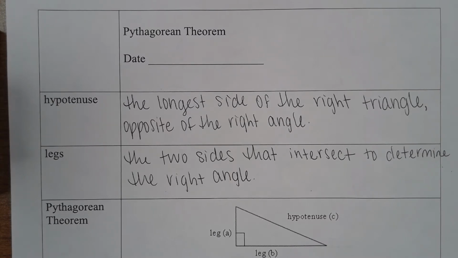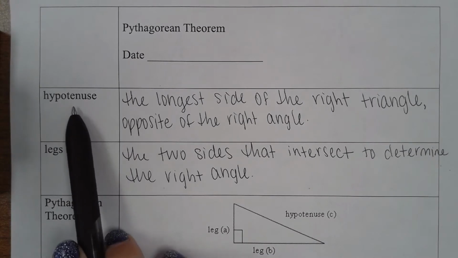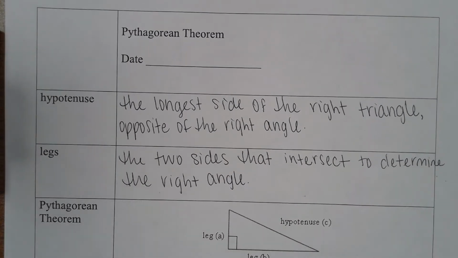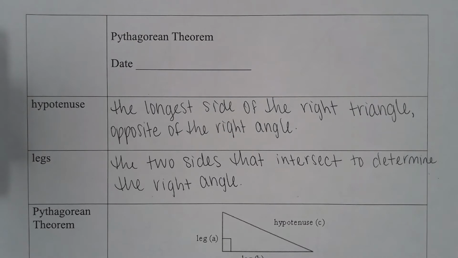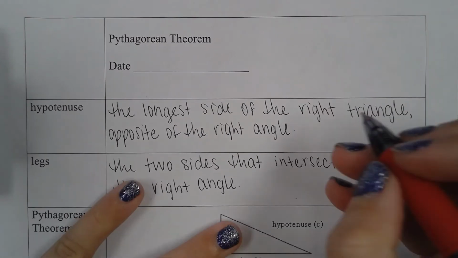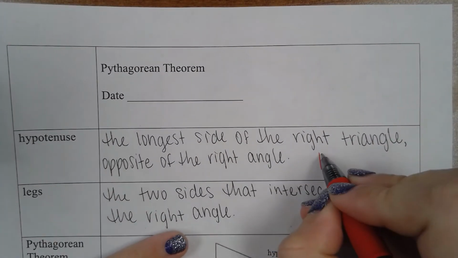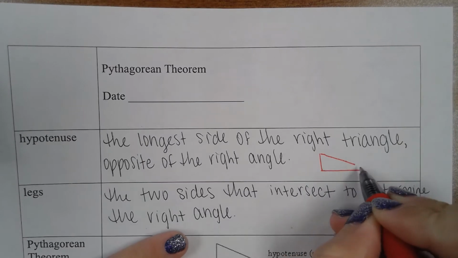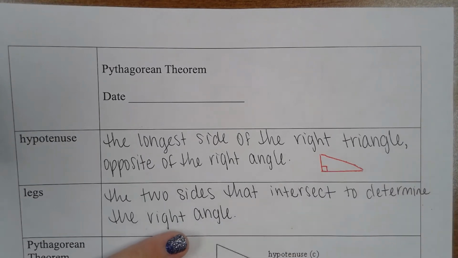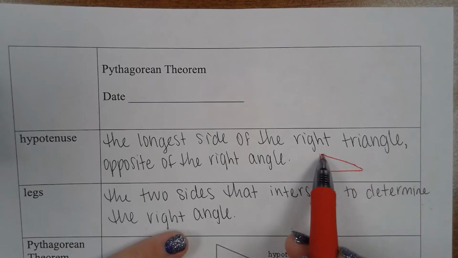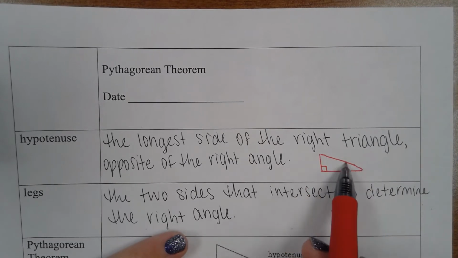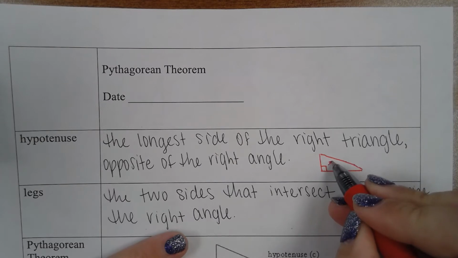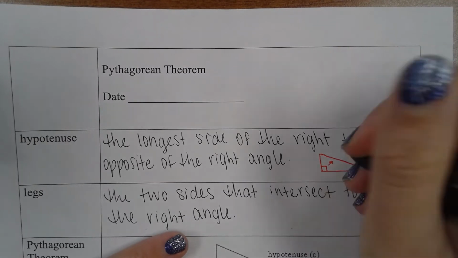There are a couple of definitions that you need to know before we start talking about his theorem. One of those words is the hypotenuse. The definition is the longest side of the right triangle opposite of the right angle. If I were to draw a right triangle, remember, a right triangle means that it has a right angle in it. The longest side of the right triangle, which is this line right here, and it's opposite of the right angle, is called the hypotenuse.